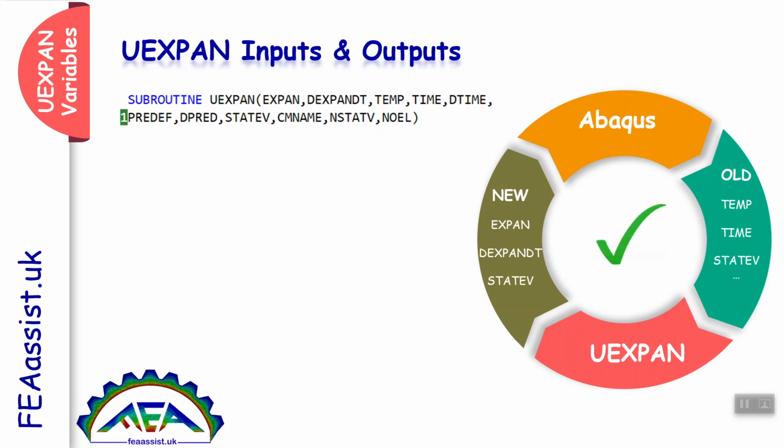Again, Abaqus uses these variables to recompute temperature, time, and state variables. This is how UEXPAN and Abaqus interact with each other, which is necessary to understand well to write a good UEXPAN subroutine. For example, one of these variables is expand. Actually, delta L per L0, which is the normalized length increase, equals the thermal expansion coefficient, alpha, multiplied by delta T, which is the temperature increase. This alpha should be defined in this subroutine.